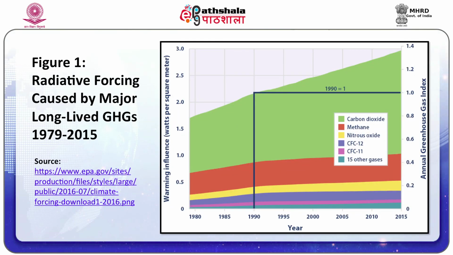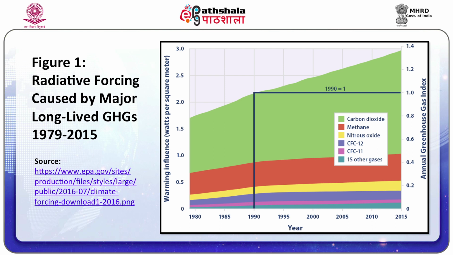Scientists at the National Oceanic and Atmospheric Administration have measured the radiative forcing caused by major long-lived greenhouse gases for the period of 1979 to 2015. This is quantified in watts of energy affecting Earth's energy budget. According to the figure, the annual greenhouse gas index value reached 1.32 in 2012. Do you know what this indicator conveys?